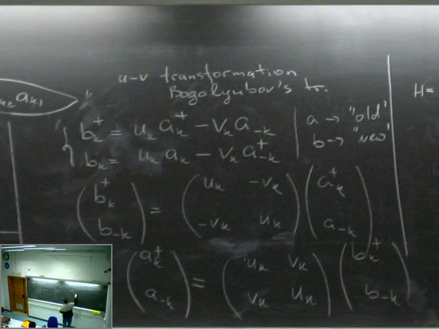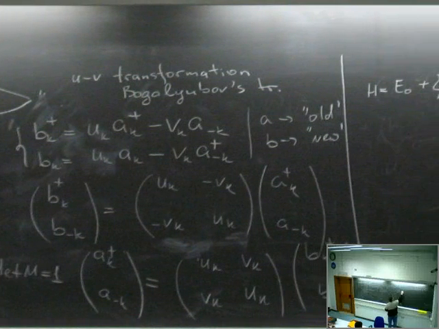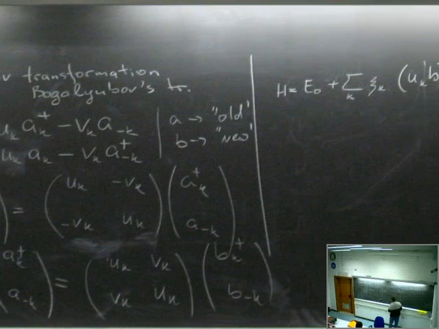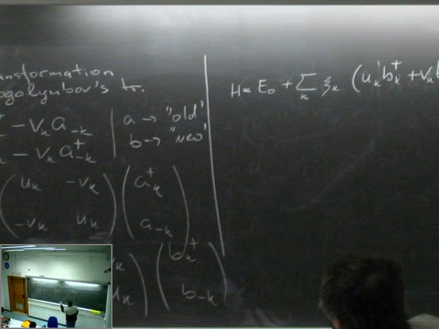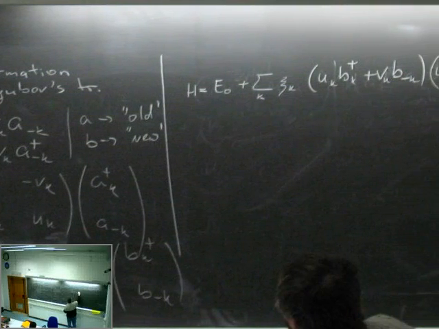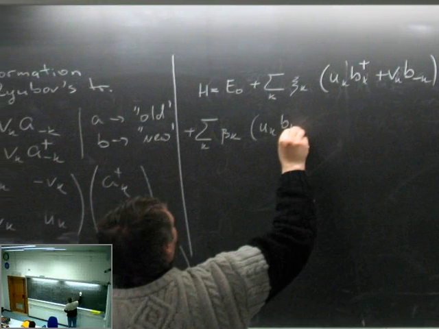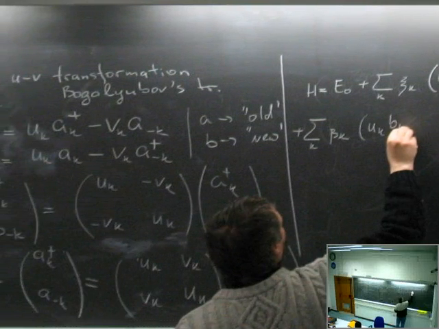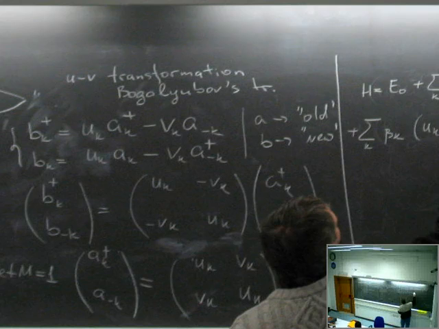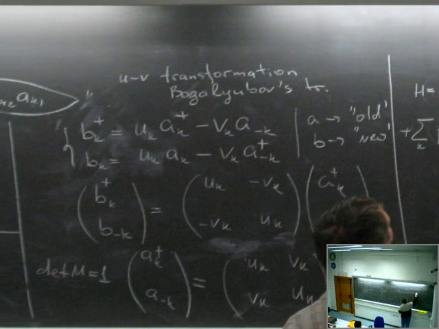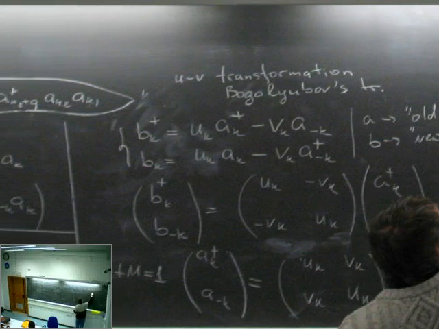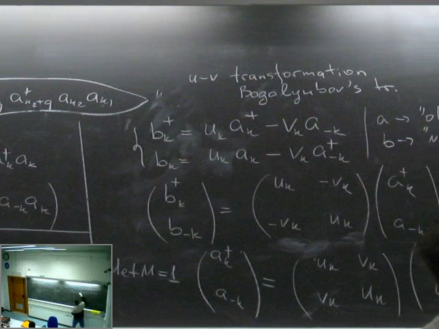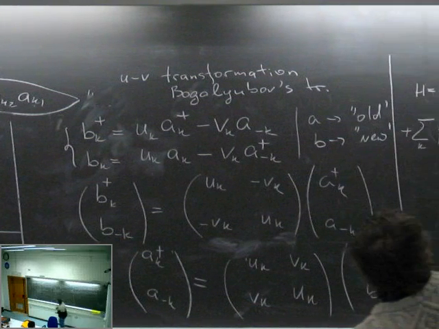And there is a second one. Plus the sum over k of beta_k. Now there are two complex conjugated terms: u_k b_k dagger plus v_k b_minus_k, plus the same with k to minus k: u_k b_minus_k dagger plus v_k b_k. So this is this one.